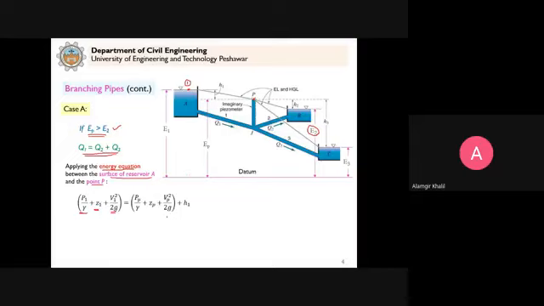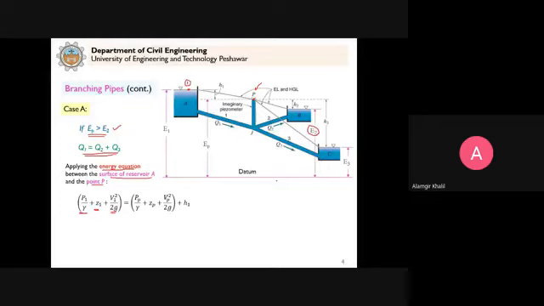And this will be equal to PP by gamma plus ZP plus VP square by 2G at this point, point P, plus H1, where H1 is the head loss that will occur as the liquid or the water moves from point 1 to this point P. Clear?